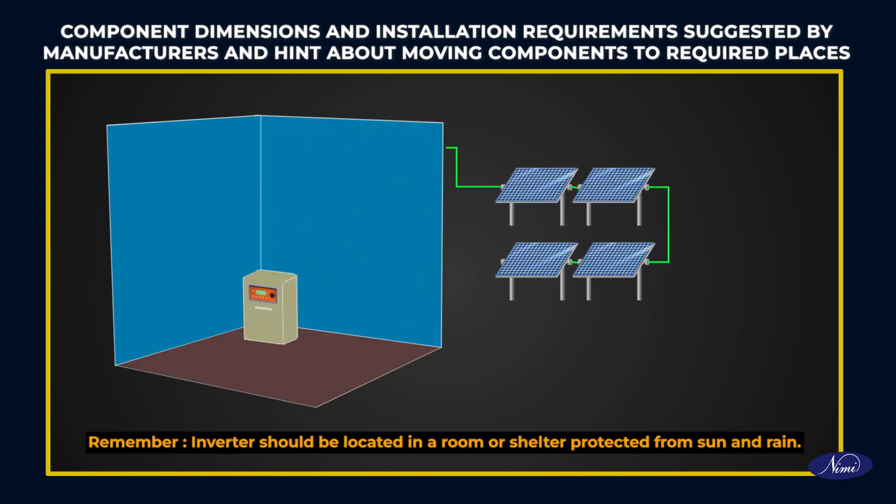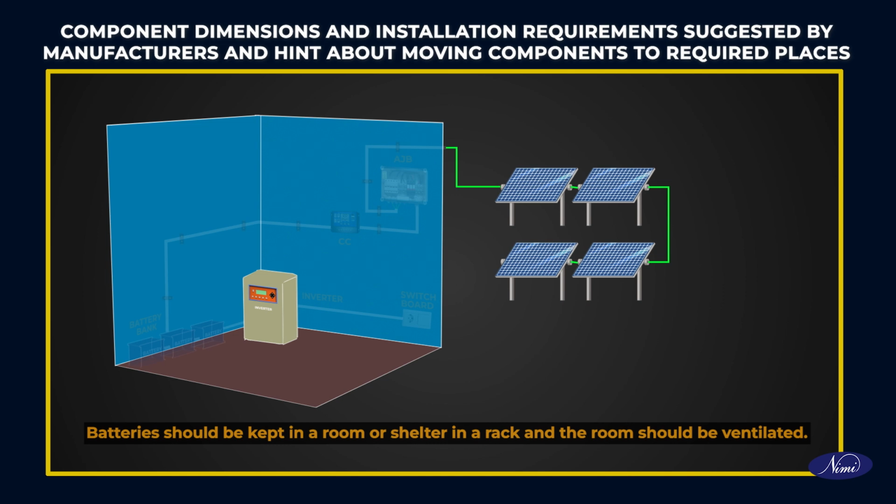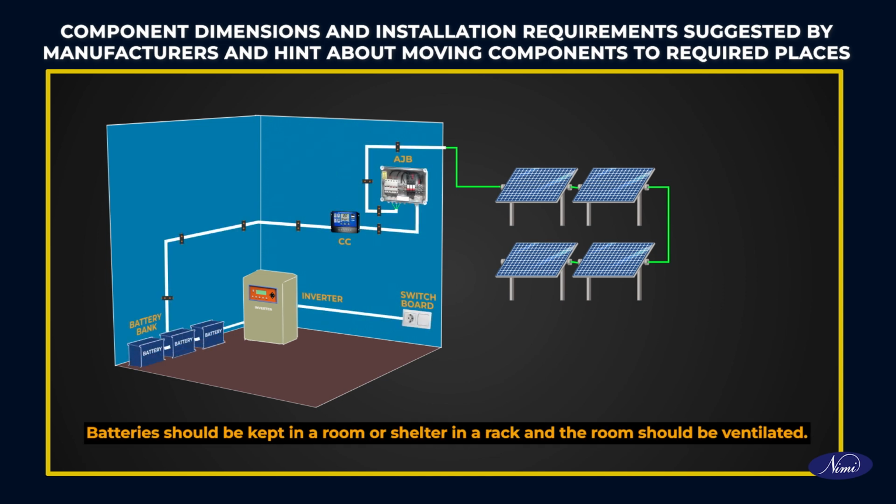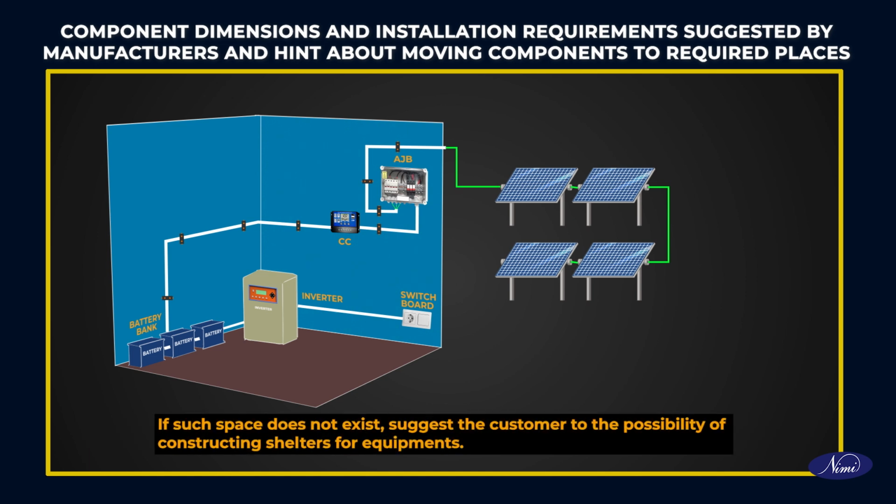Remember, the inverter should be located in a room or shelter protected from sun and rain. Batteries should be kept in a room or shelter in a rack, and the room should be ventilated. If such space does not exist, suggest to the customer the possibility of constructing shelters for equipment.